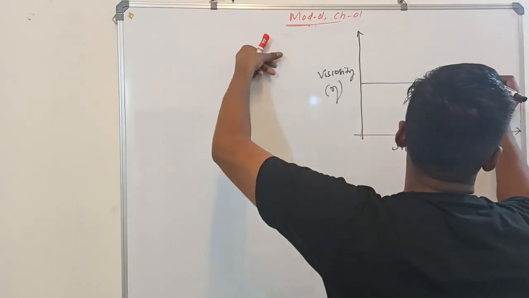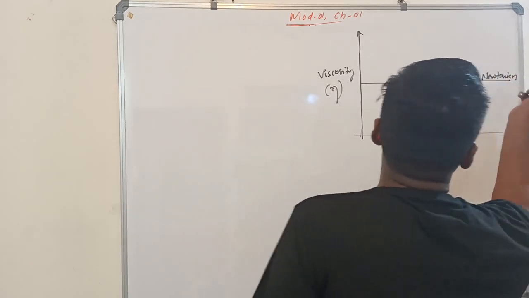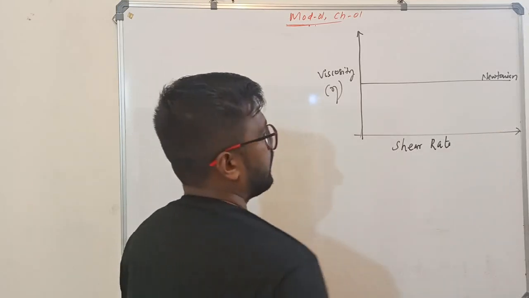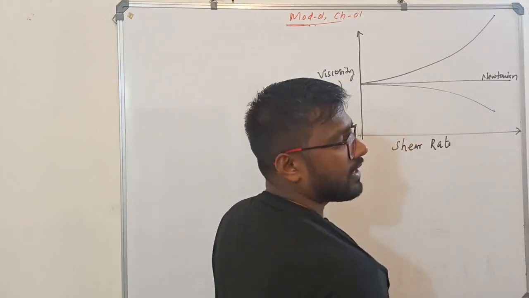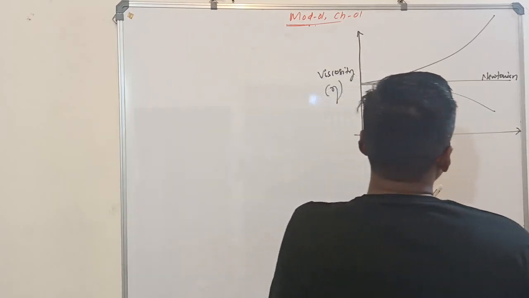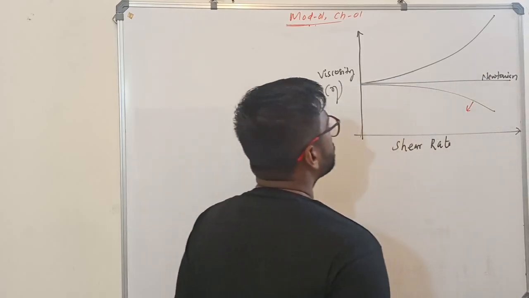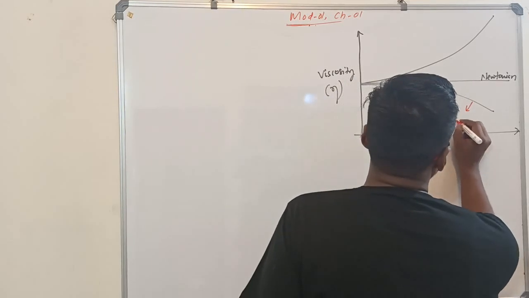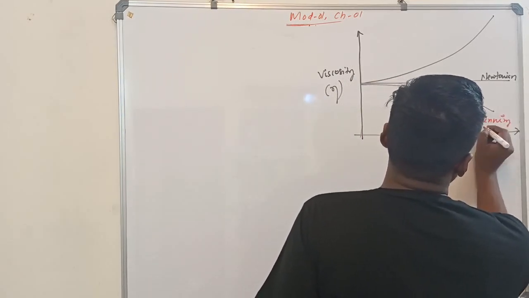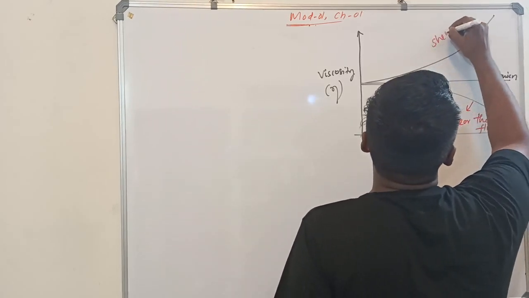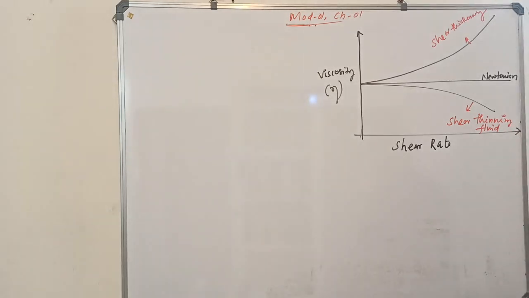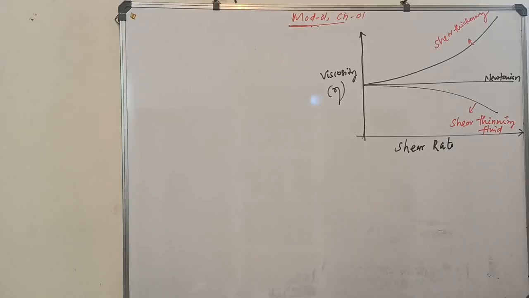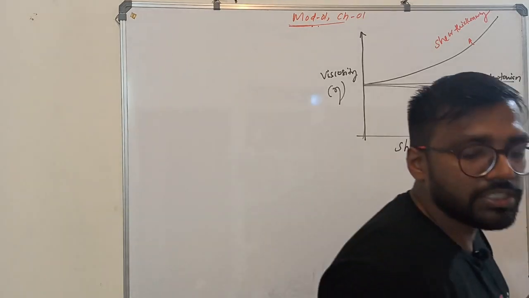So what happens? For Newtonian fluid, your viscosity is constant, neither increasing nor decreasing by the application of shear rate. But if I apply the shear rate, what happens to the viscosity of shear thickening fluid? It increases. Viscosity of shear thinning fluid decreases. So viscosity decreases for shear thinning fluid by the application of shear, and viscosity increases for shear thickening fluid. Here I'll write shear thinning fluid, and this is your shear thickening fluid. Note it down. So when the viscosity decreases with the application of shear rate, we call it shear thinning fluid, and when the viscosity increases with shear rate, we call it shear thickening fluid.